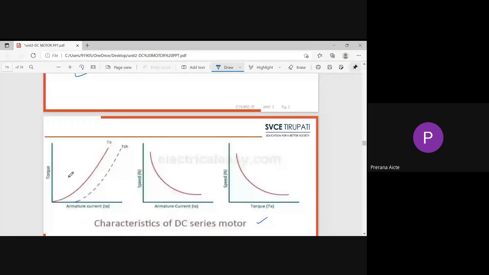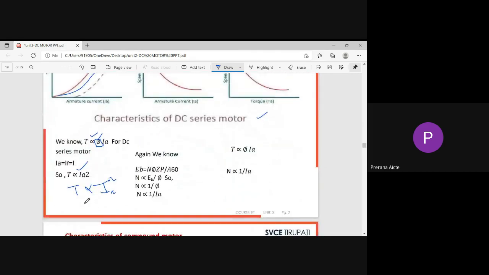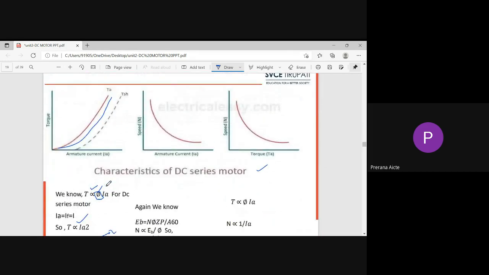So when we draw the characteristics, it is a parabolic characteristic. When load current increases, armature current also increases, then torque increases as T is directly proportional to Ia square. So these are the torque versus armature current characteristics of DC series motor.